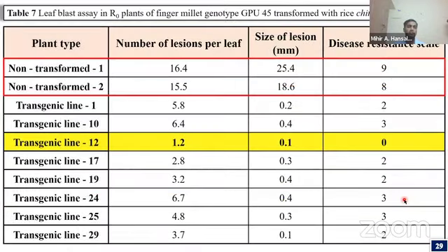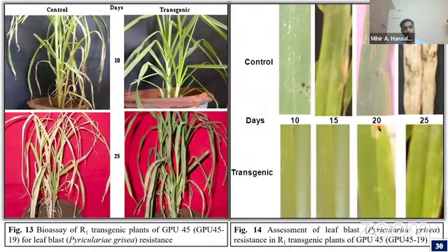Then a leaf blast assay was done, and non-transformed plants show disease resistance scale 8 and 9, whereas the transgenic line shows 0 to 4 disease resistance scales. This study demonstrated that the rice chitinase gene can be added into finger millet through Agrobacterium-mediated transformation, which gives high resistance against leaf blast. We can add other fungus-resistant genes into finger millet. This figure 13 shows the photograph of the control and transgenic plant.